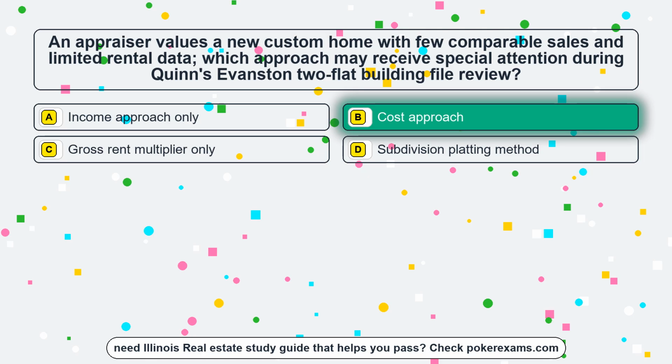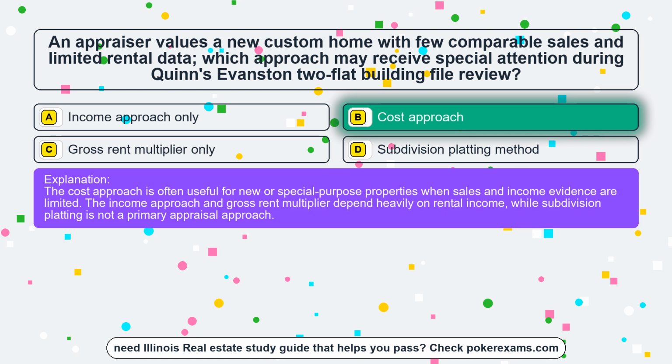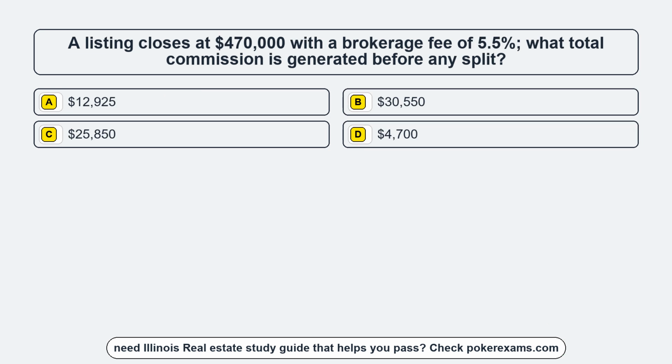The correct answer is option B. Cost approach. The cost approach is often useful for new or special-purpose properties when sales and income evidence are limited. The income approach and gross rent multiplier depend heavily on rental income, while subdivision platting is not a primary appraisal approach.